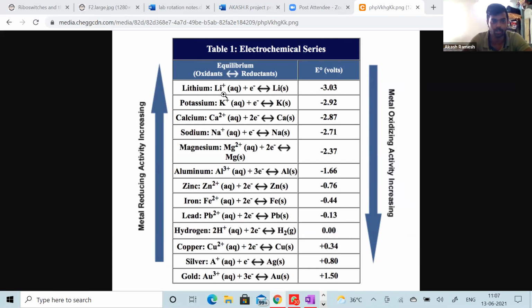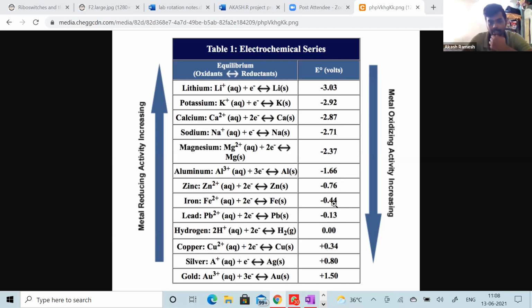Now, not only this, you see lithium, sodium, calcium, potassium, magnesium, aluminium, zinc, iron, lead, till this point. Look at the hydrogen, we saw it's 0, right? Standard hydrogen electrode is 0, correct? So till this point, all the reduction potential values are negative.